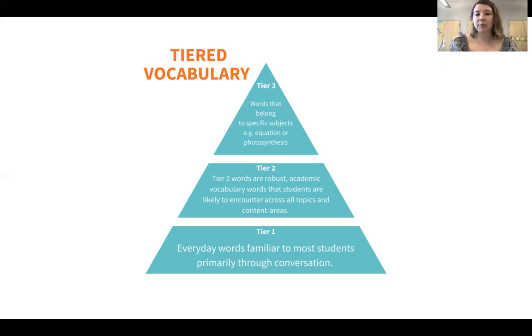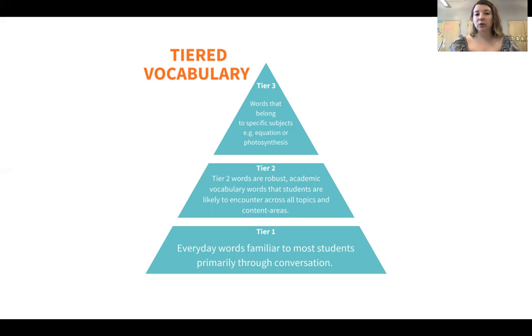We have tier 1 vocabulary, which students use every day and learn through conversation. We have tier 2 vocabulary words. Those are the more academic words that students will likely encounter across topics and subject areas. And then we have those tier 3 vocabulary words that are very specific to different subjects, words like equation or photosynthesis. When teaching vocabulary, it's really important to try to stick to those tier 2 words. Tier 2 words is where you're going to get the most bang for your buck with this vocabulary instruction because they're going to see these words again.